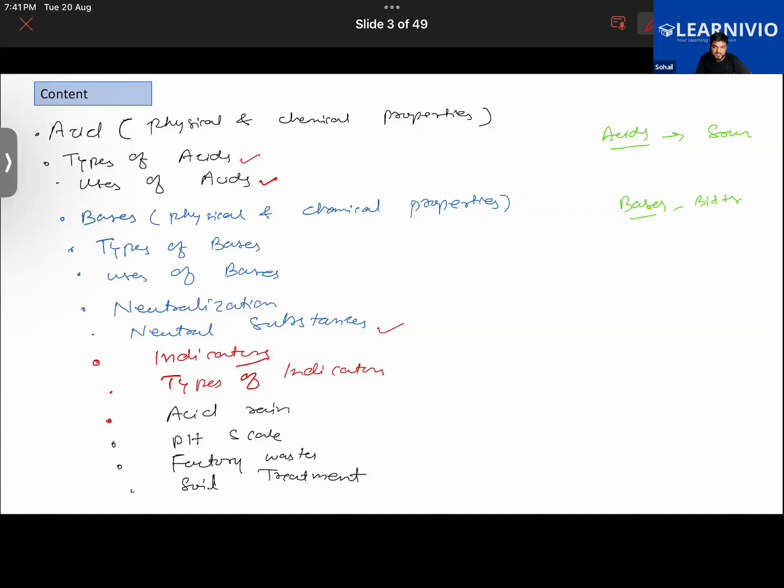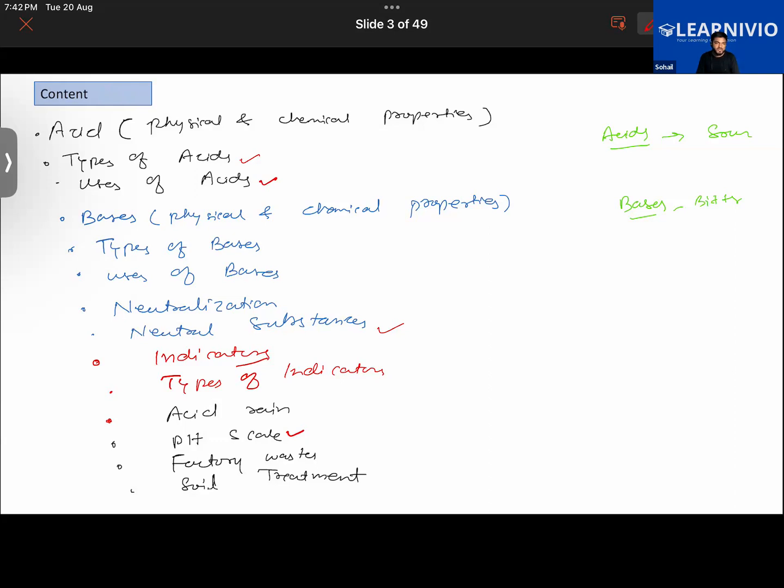Also, we'll be learning about acid rain. Then we'll be learning what the pH scale is. Then we will look at the waste that comes out of the factory and how it is harmful for nature. What is the nature of the waste coming out of the factory? Is it too acidic? Is it too basic? If it is too acidic, what impact will it have on the environment? The waste from the factory will either go into a water body or be dumped into open land, so it will cause pollution. We'll be learning about that in detail.